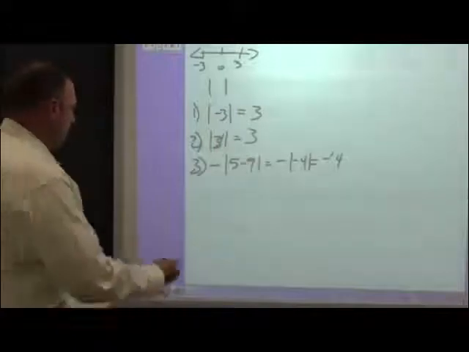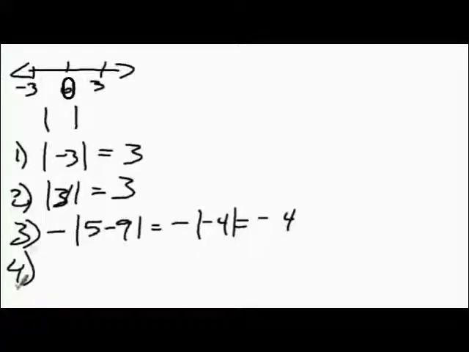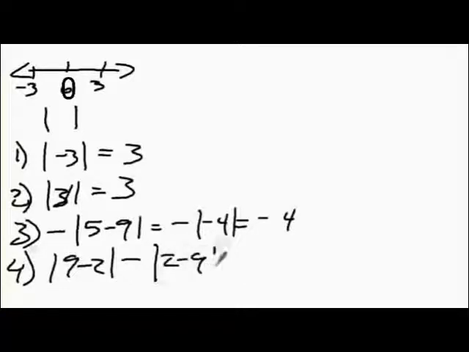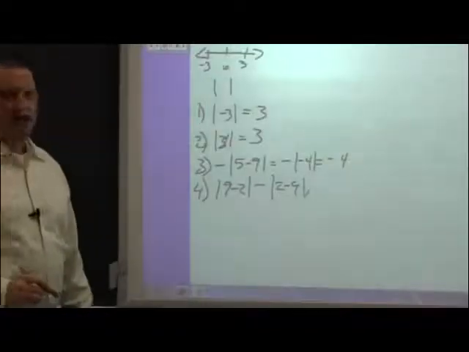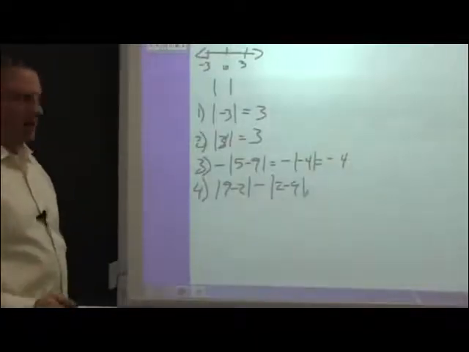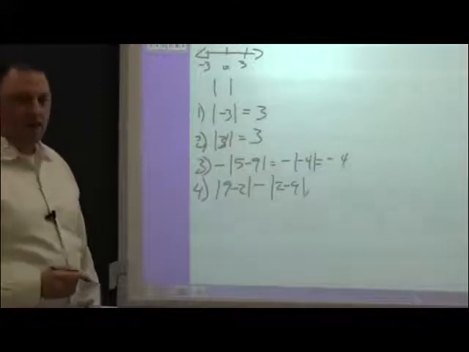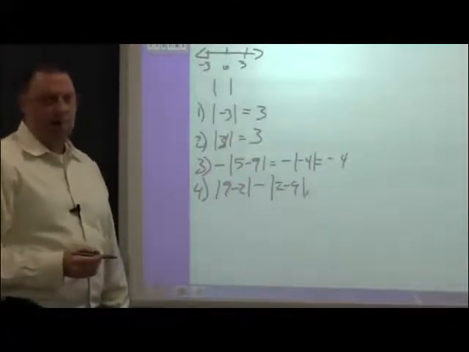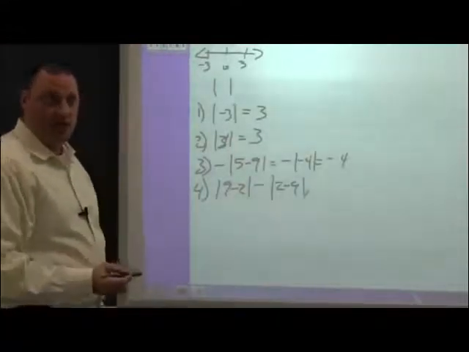Let's do one more. Say I gave you the absolute value of 9 minus 2 minus the absolute value of 2 minus 9. Now we're going to have to do each absolute value separately first. So the first one, absolute value of 9 minus 2: 9 minus 2 is 7. Absolute value of 7 is 7.